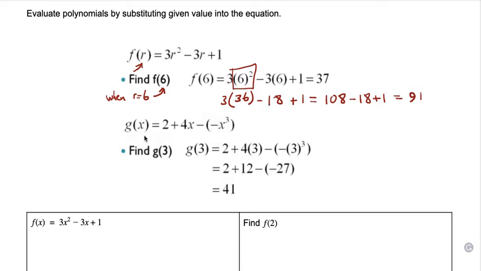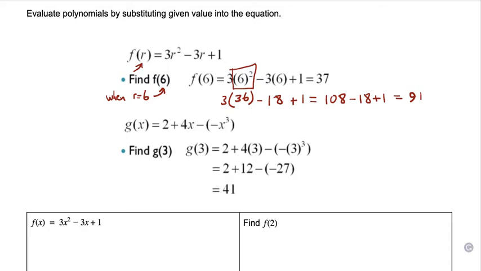Okay, second example here, we're going to plug in 3 for x, right? So once again, we're just going to plug in 3 everywhere we see x. So we get 2 plus 4 times 3 minus negative 3 cubed. Now once again, we've got to cube this first, right? So we get our 27, right? So we get negative 27, and then we can do our addition and subtraction. So this is, of course, minus a negative becomes a positive. So 2 plus 12 plus 27 is equal to 41. Okay.